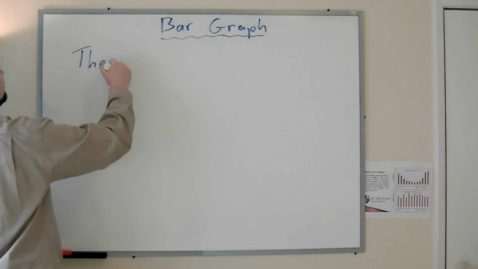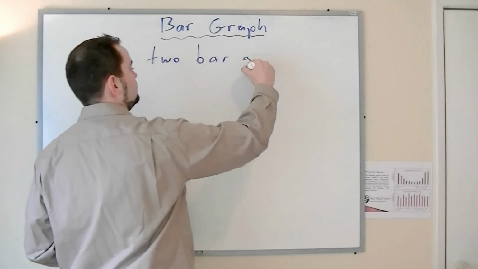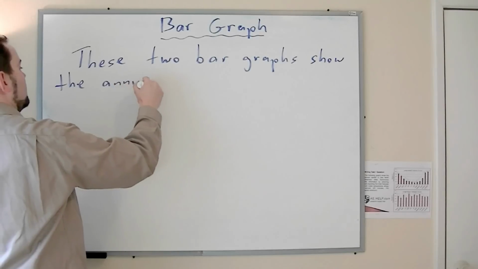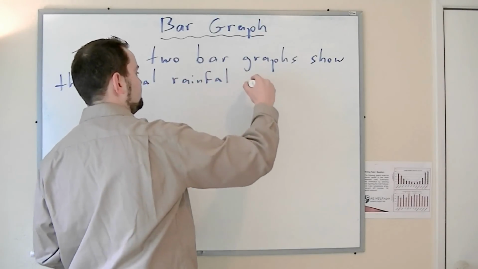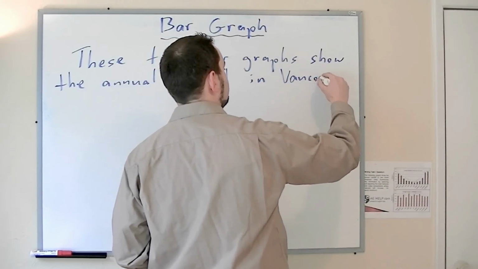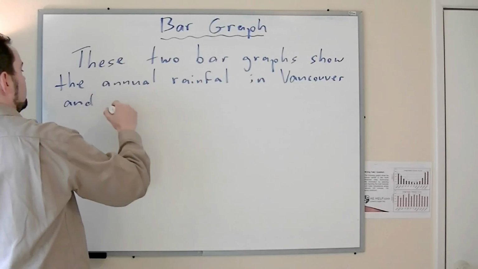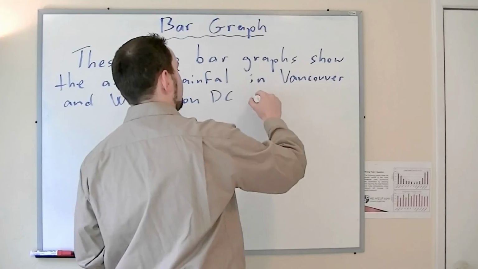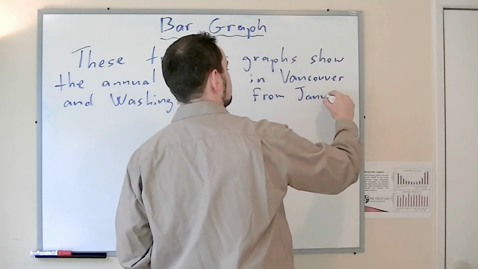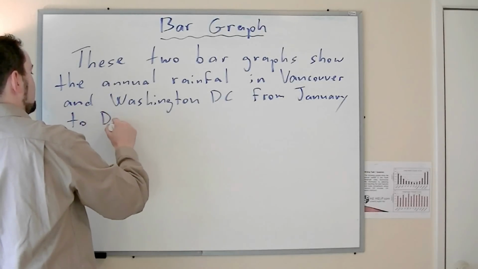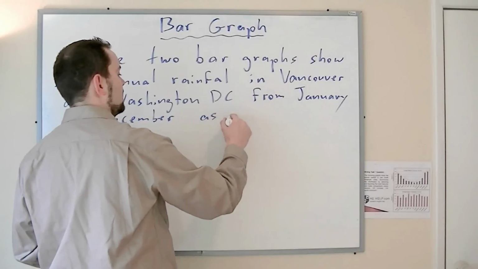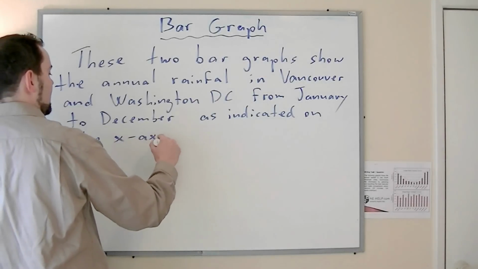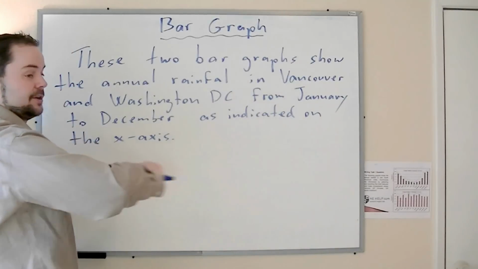So these 2 bar graphs show the annual rainfall in Vancouver and Washington, D.C. from January to December, as indicated on the x-axis. Okay, the x-axis is the bottom line on a graph.